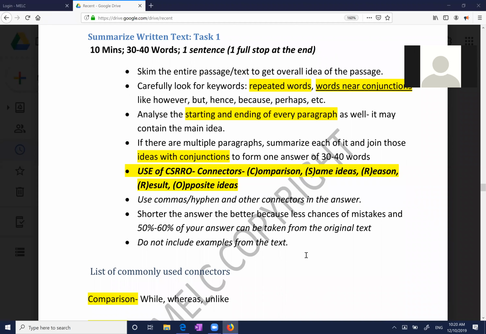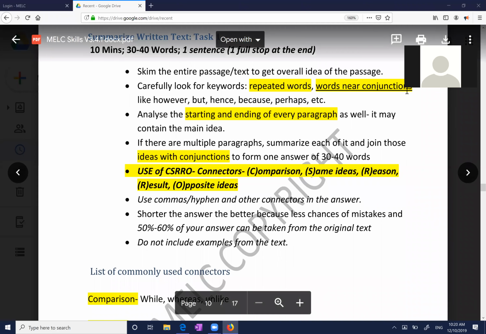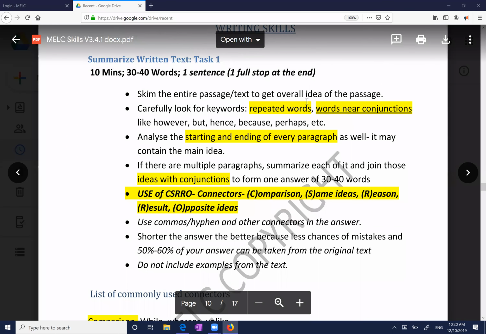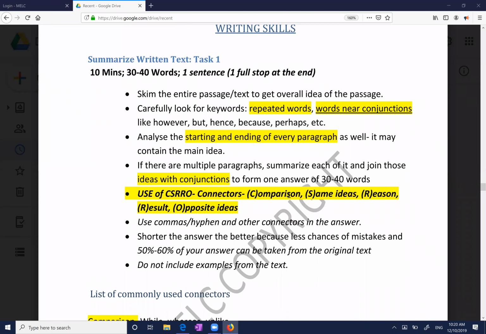And the conditions for writing task one are that it has to be one sentence, meaning one full stop at the end, and it must include the main ideas. For the highest band score for writing task one, we must have all the main ideas included in the passage.